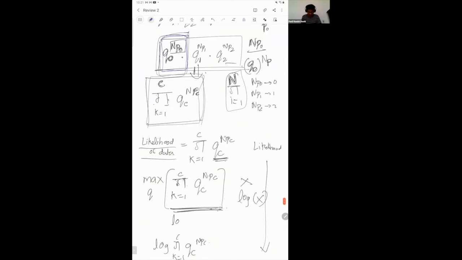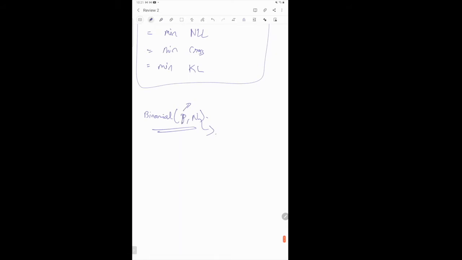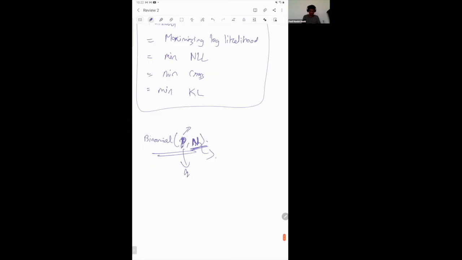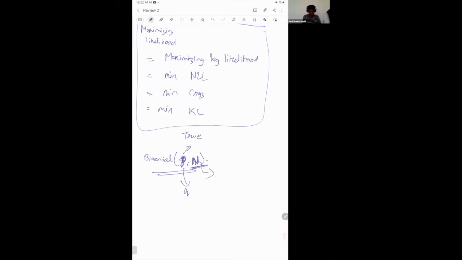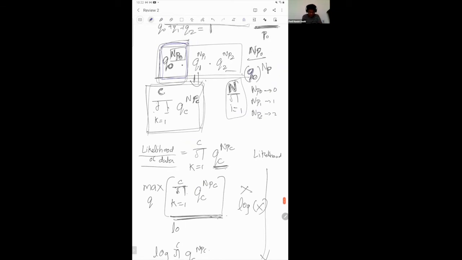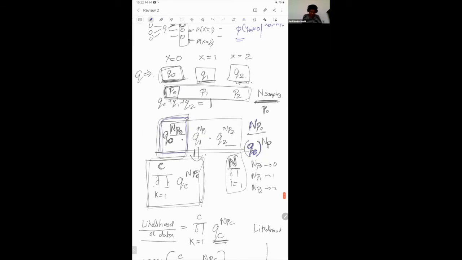Now this N, the number of trials, is given to me. What I need is to optimize for this P. So here our P is Q, because both of these are binomial distributions. The true distribution is also binomial, and our estimated one is also binomial, and N is the same for both of them, and we need to make our Q closer to P. So here our parameter theta is nothing but this Q0.